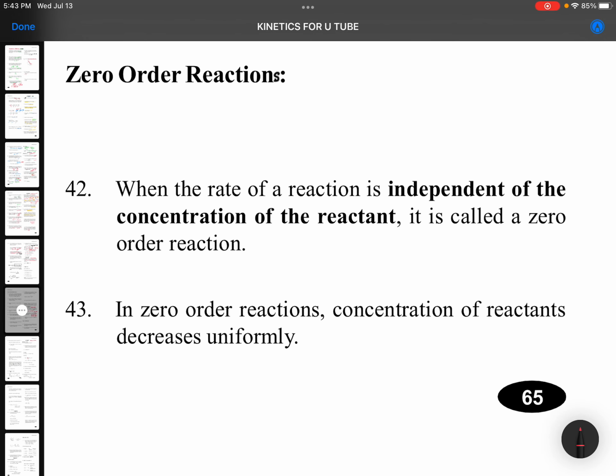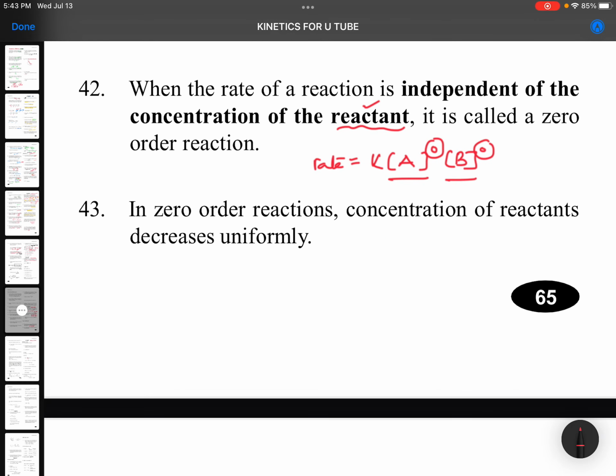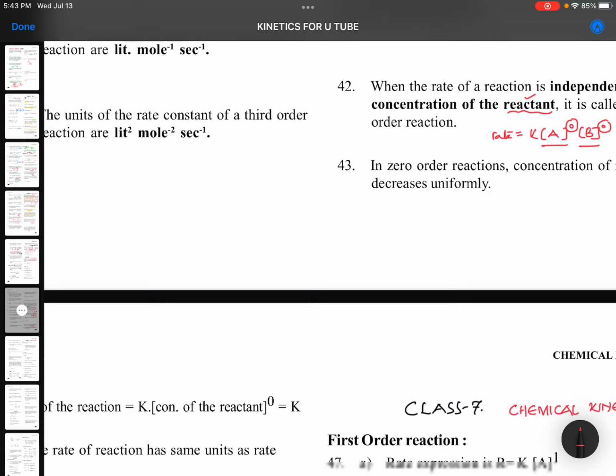Zero order reaction means when the rate of a reaction is independent of the concentration of the reactants. Rate is equal to K into A to the power 0, B also there, B to the power also 0. So it is not depending on the concentrations. Concentration of the reactant when you are taking with respect to that, it is 0. In such kind of cases, you can call this a zero order reaction. In zero order reaction, concentration of reactant decreases uniformly.